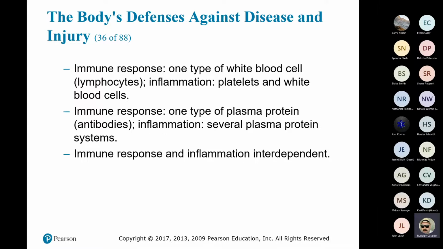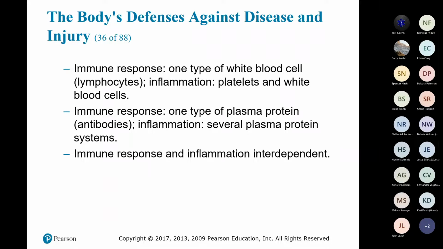So with an immune response, one type of white blood cell, such as a lymphocyte or leukocyte, is attacking something, whereas with inflammation, platelets and white blood cells are gathering. That's what's causing the inflammation. Immune response and inflammation kind of work hand in hand, but they're totally different systems, right?